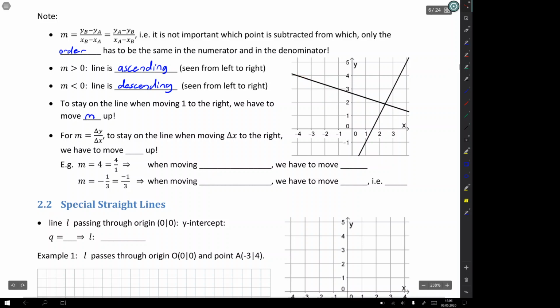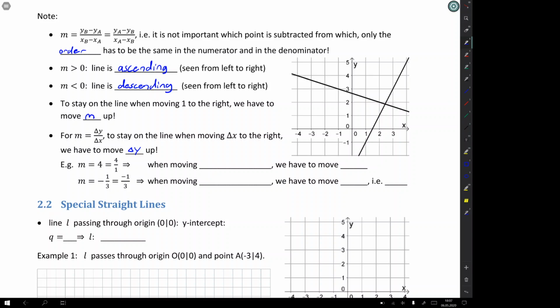If m is written as delta y divided by delta x, well, if I move delta x to the right, I have to move exactly delta y up. So 3 to the right, minus 1 up, or 1 down. Or here we had 1 to the right, 2 up. So this is the basic understanding of the gradient.